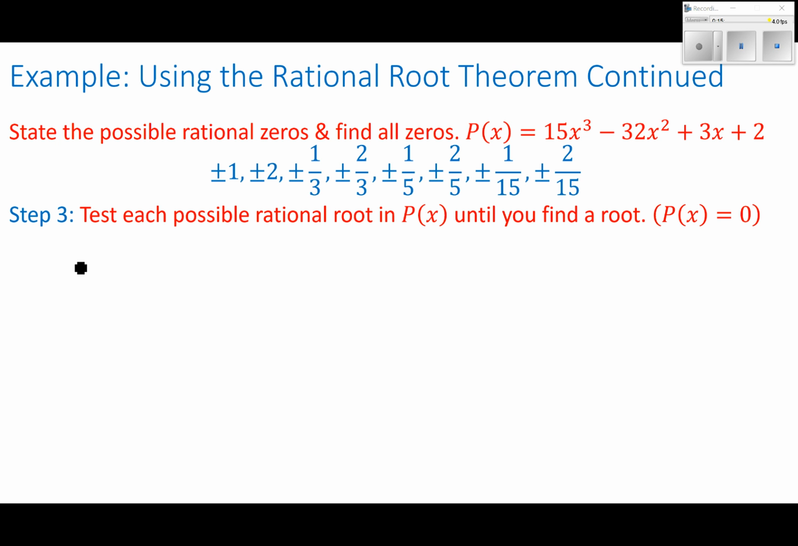Okay. And so I just go right down the list. So let's try P of 1, because I could have a positive 1 or I could have a negative 1. If I do P of 1, putting right back into my equation, so that's 15 times 1 cubed minus 32 times 1 squared plus 3 times 1 plus 2. I'll tell you, when you work this one out, you get negative 12.